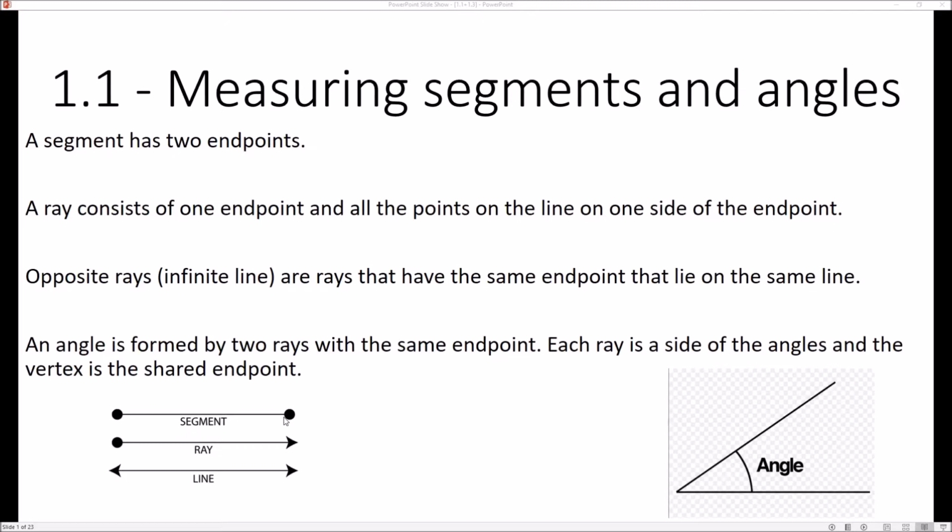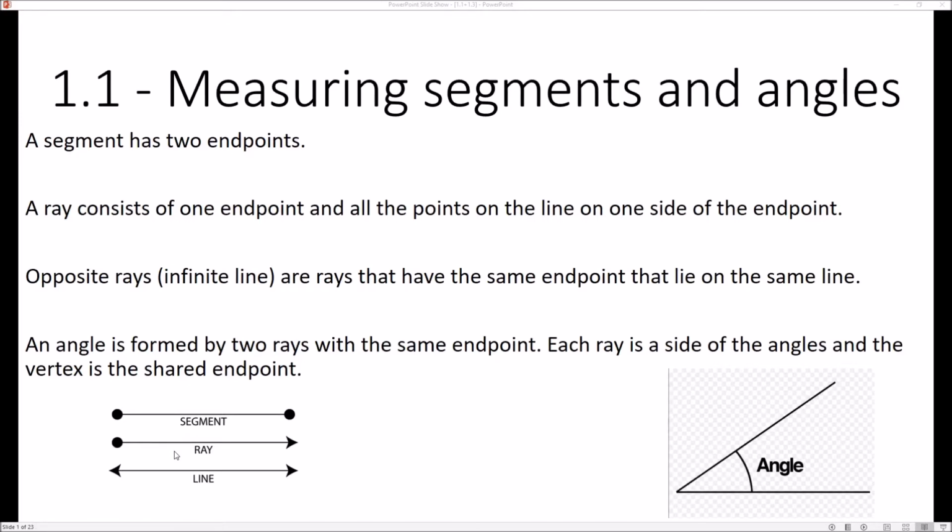A ray is one endpoint and all of the points on the line on one side of that endpoint. So a ray will have a definite beginning but no defined endpoint. And then a line is infinite in every direction. All the points that are collinear lie on the line, and there's an infinite number of collinear points.